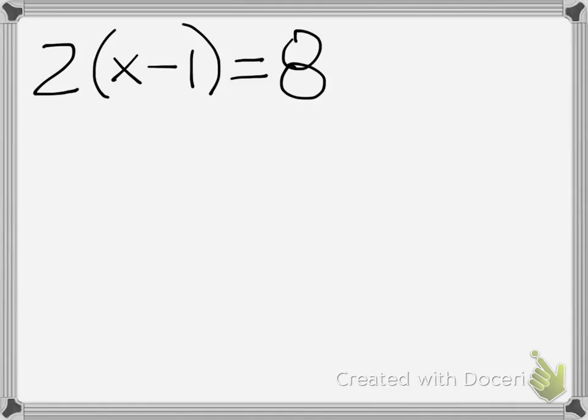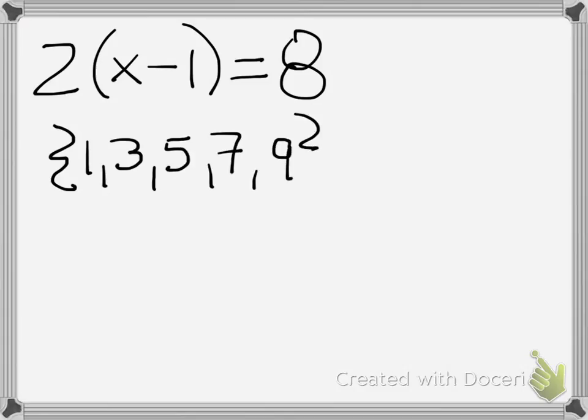To be able to find the solution set of this problem with the replacement set 1, 3, 5, 7, 9, I would need to plug in each value in the replacement set for x to see if one side of the equation is the same number and equal to the other side, which would be 8. I start with 1.